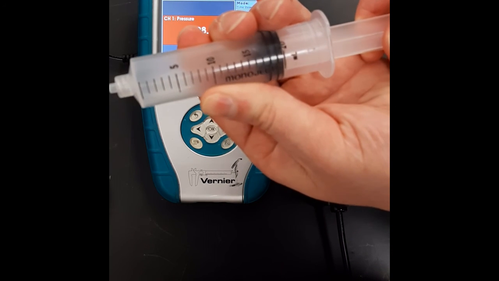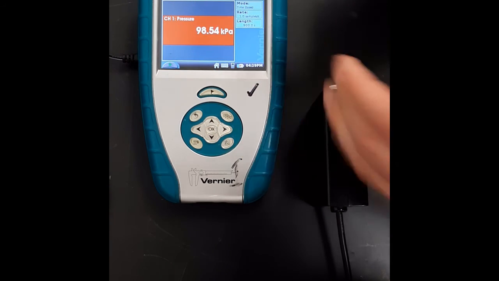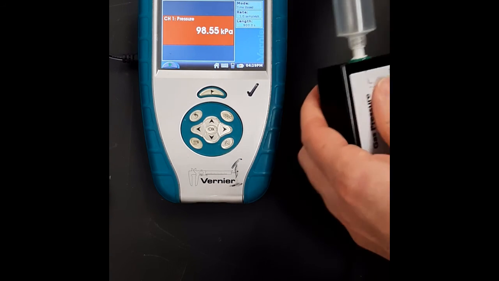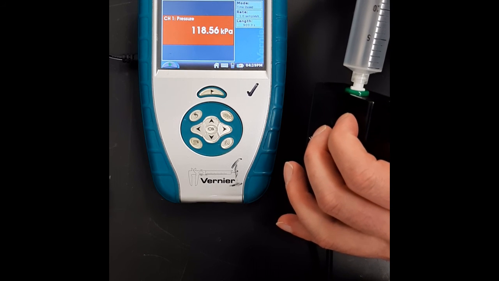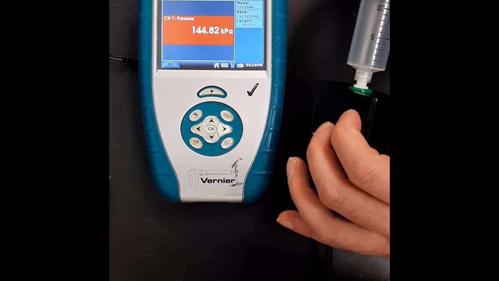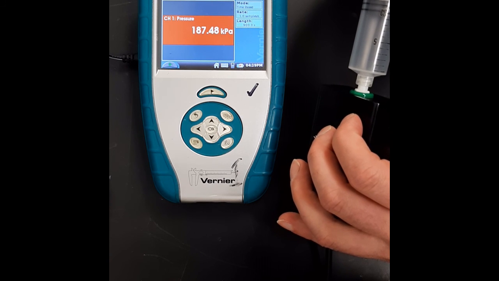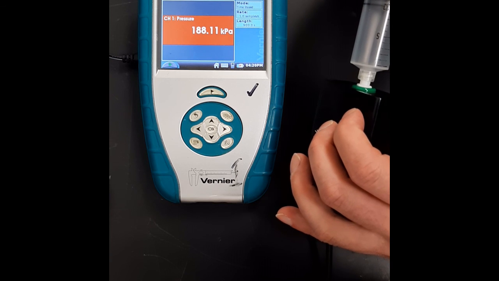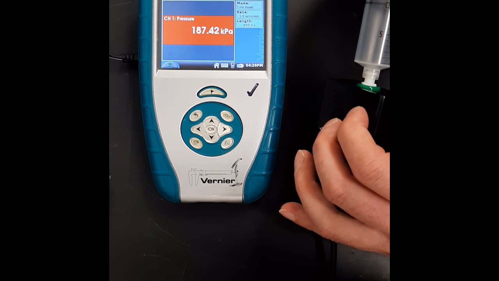And now I'm going to go all the way up to 20 puffs of air. I'm reconnecting, and I'm going to compress down to 10 milliliters to have the same volume. And I see a pressure of 187, and it's fluctuating a little bit, 187.42.